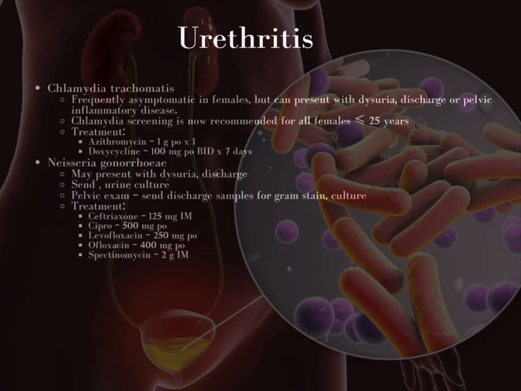And Neisseria gonorrhoeae may present with dysuria and discharge; send the urine culture. Do a pelvic exam and send the discharge samples for gram stain and culture for diagnosis. Coming to the treatment: ceftriaxone 125 mg intramuscular, ciprofloxacin 500 mg orally, levofloxacin 250 mg orally, ofloxacin 400 mg orally, or spectinomycin 2 gram intramuscular.